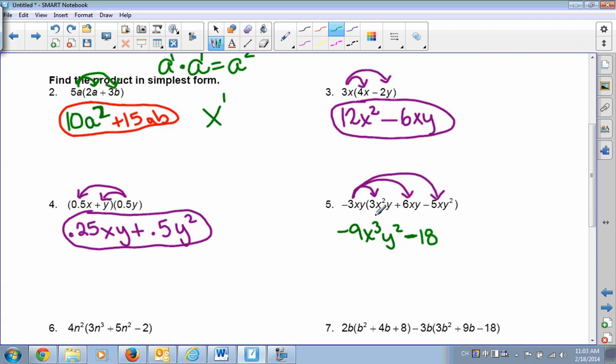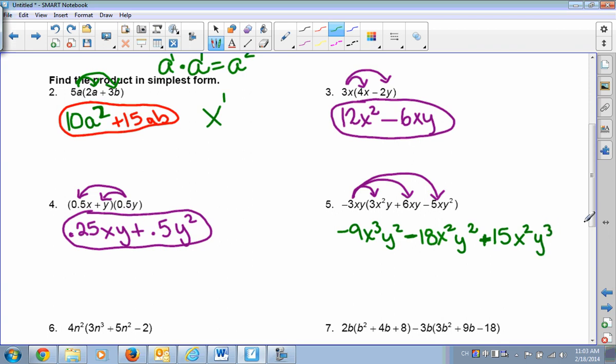Hold on. Not everyone's getting it as quick as you are. X times x, x squared. Y times y, y squared. And then negative 3 times negative 5, positive 15. X times x squared, x cubed. Y times y squared, y cubed.